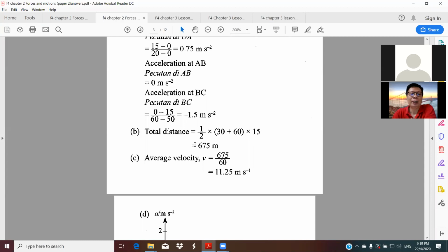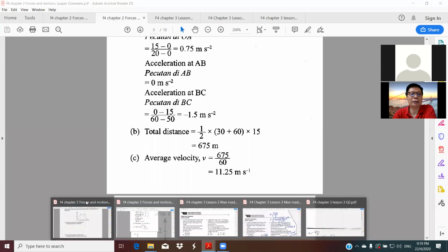675, okay? And the last one is average velocity. The formula is total displacement divided by total time. Displacement divided by time. So you get this answer, okay?